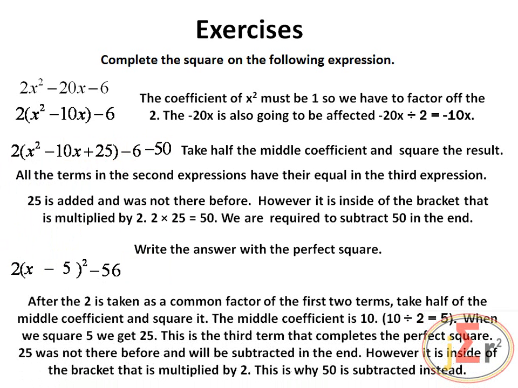After the 2 is taken as a common factor of the first 2 terms, take half of the middle coefficient as usual and square it. The middle coefficient is 10, and when we divide that by 2, we get 5. When we square 5, we get 25. This is the third term that completes the perfect square. 25 was not there before and will be subtracted in the end. However, it is inside of the bracket that is multiplied by 2. This is why 50 is subtracted instead.